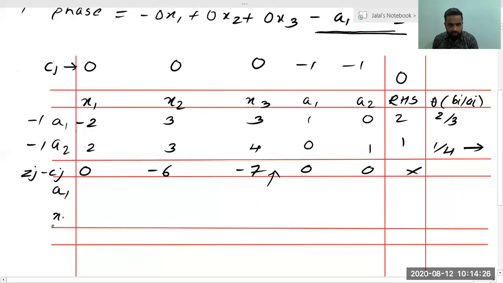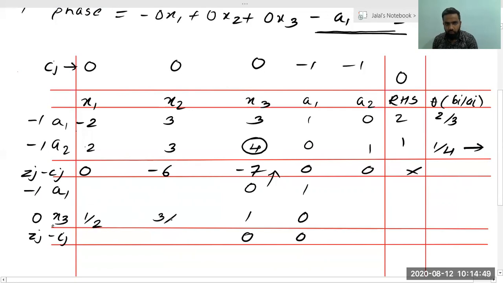A1 will be as it is, X3 will come into the solution, its value is 0, this value is minus 1. Now what will happen with A1? A1 will be 1, 0, 0, X3 will be 0, 1, 0, right? We need to find Zj minus Cj, okay? And what will be my key element? Key element will be 4, so 2 by 4 will be 1 by 2, 3 by 4 will be 3 by 4, again 4 by 4 is 1, 0 by 4 is 0, 1 by 4 is 1 by 4, again 1 by 4 will be 1 by 4.